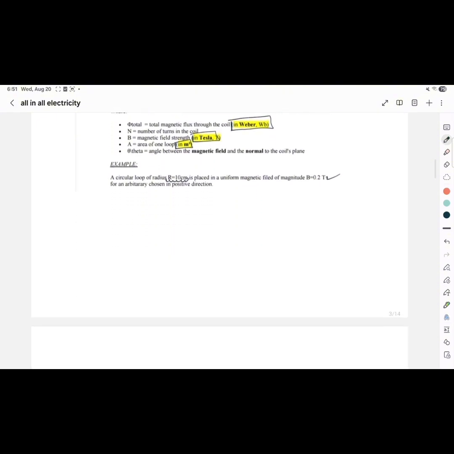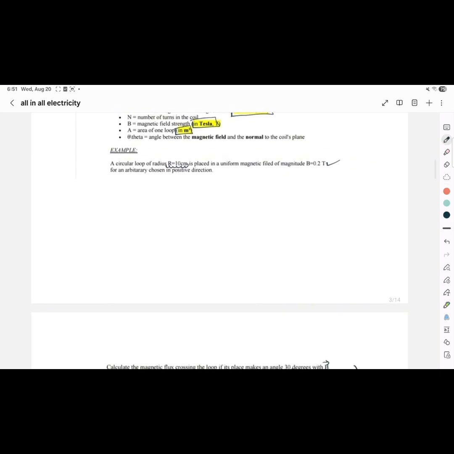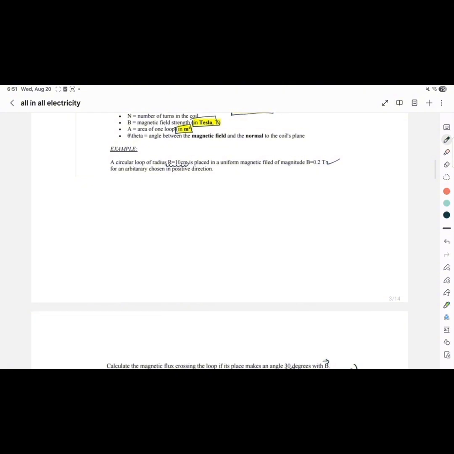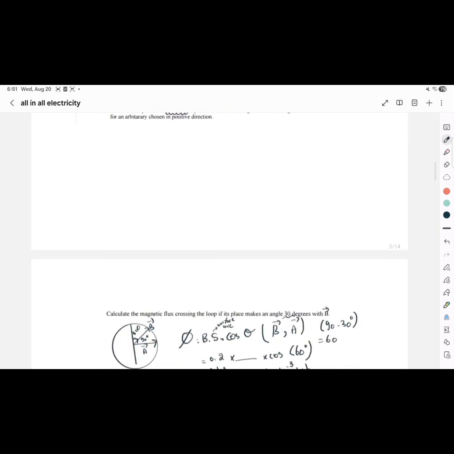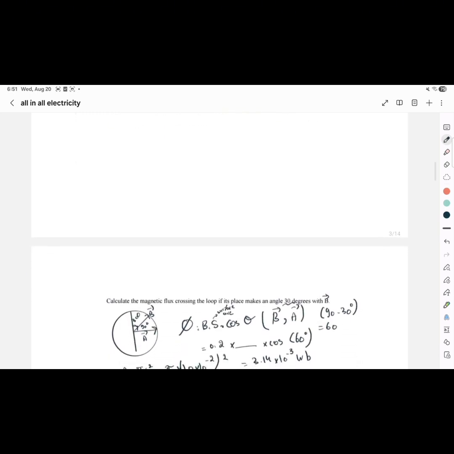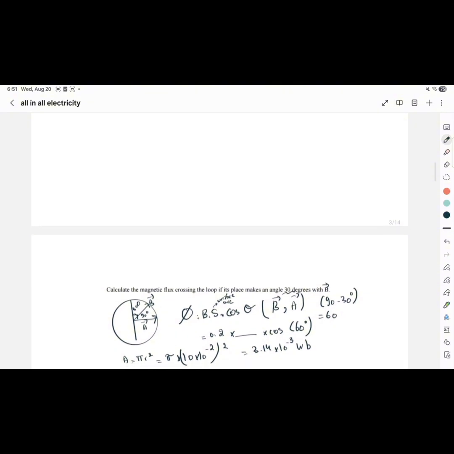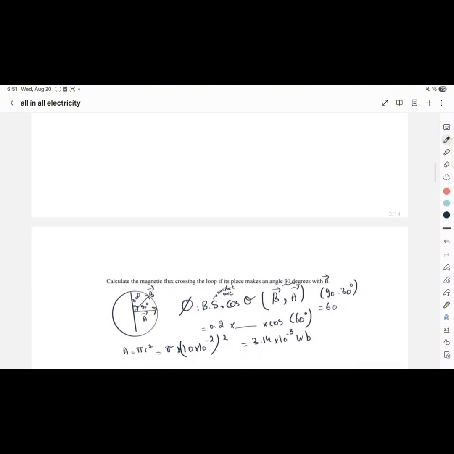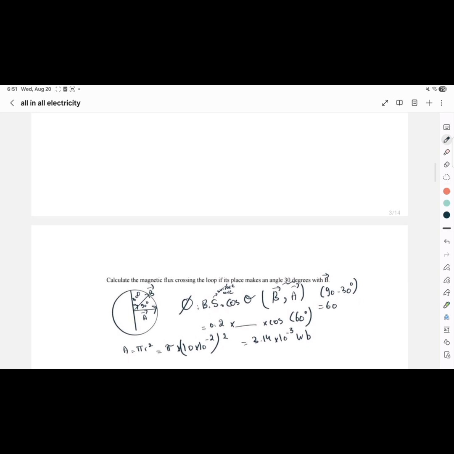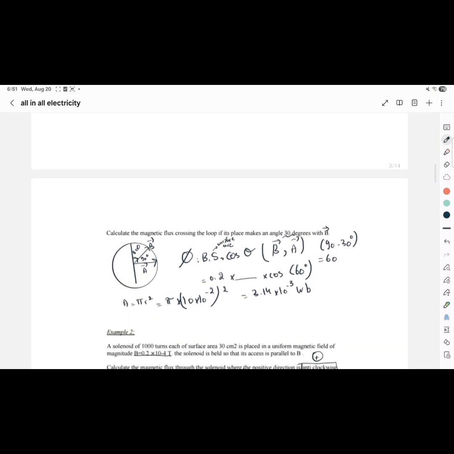For example, a circular loop of radius equals 10 centimeters is placed in a uniform magnetic field of magnitude B equals 0.1 Tesla, for an arbitrarily chosen positive direction. Calculate the magnetic flux crossing the loop if its plane makes an angle of 30 degrees with B, which is the magnetic field.